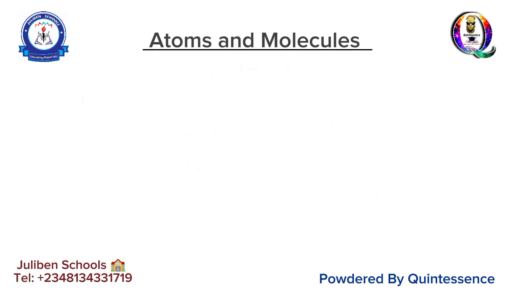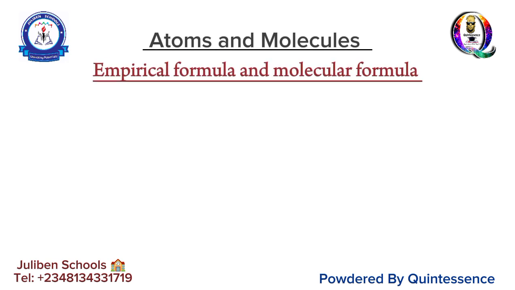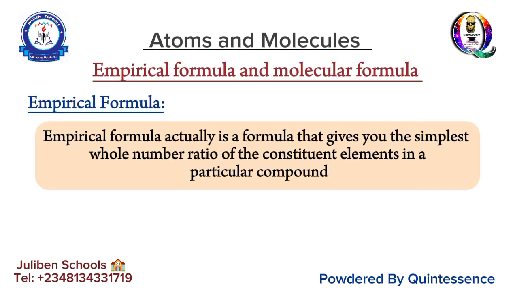Then the last thing we are going to see is empirical formula and molecular formula. Empirical formula is a formula that gives you the simplest whole number ratio of the constituent elements in a particular compound. For example, benzene is C6H6, so it will give you the simplest constituents. So there is only carbon and hydrogen. That gives you what we call empirical formula.